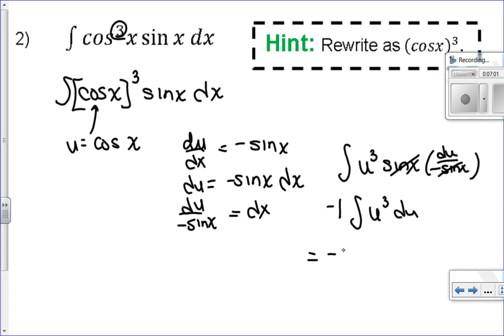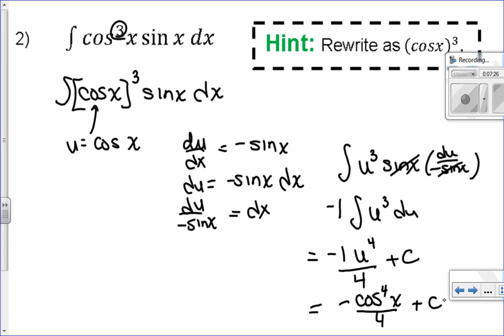So that will just equal -1 times u to the increase the power by 1, divided by your new exponent, plus c. And then all we have to do is substitute what u was, because we didn't start with u, we started with x's, and u is cosine of x. So this would be negative cosine to the 4th of x divided by 4 plus c.